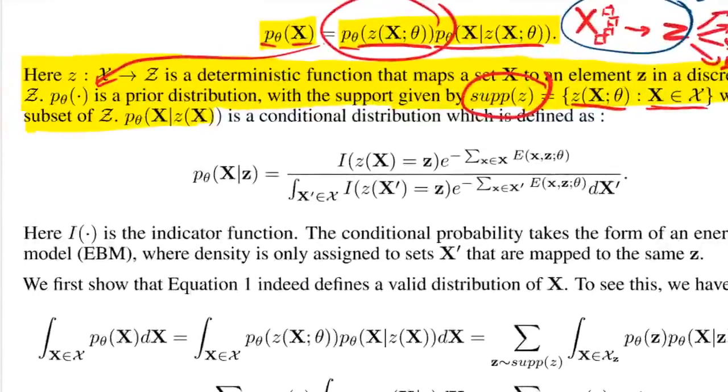So they define two things. First of all, this prior, okay, it's a prior distribution that they can learn from the data set.